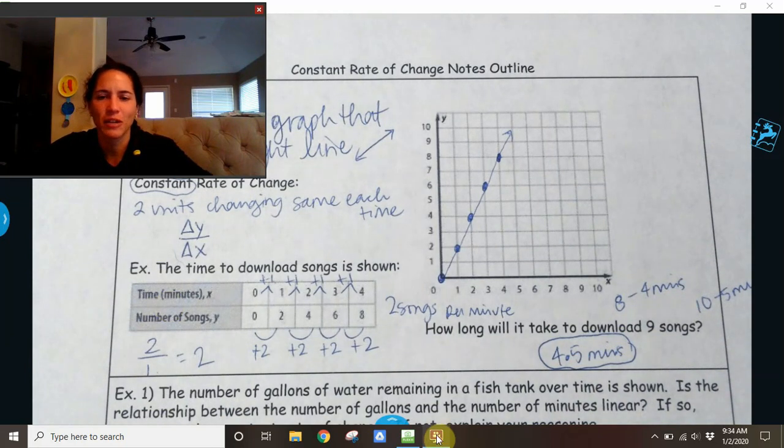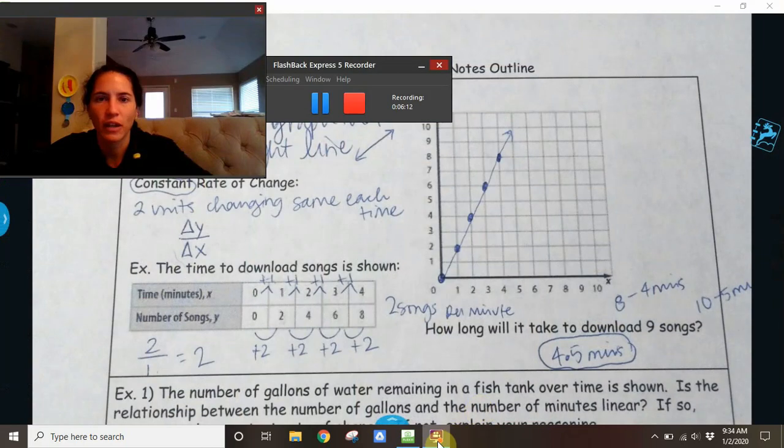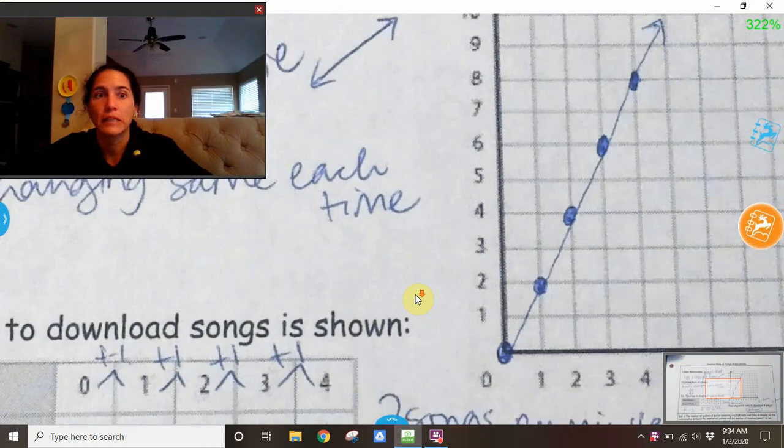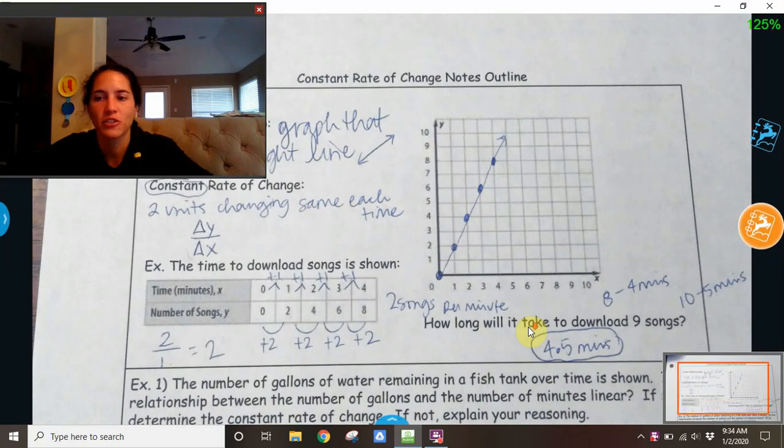Okay, I'm just checking my time. I just want to look at it real quick. Okay. All right, so, whoa, yikes, sorry. Definitely zoomed in way too much.